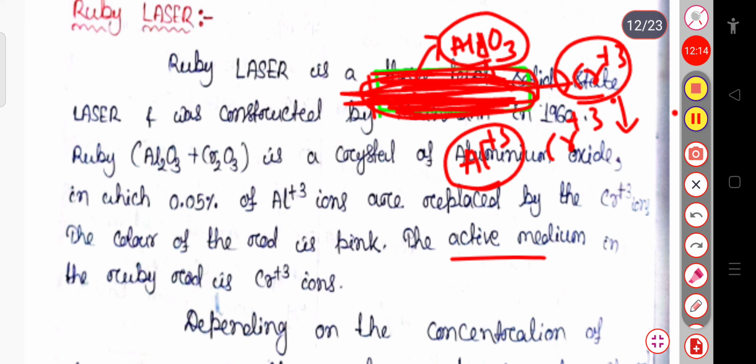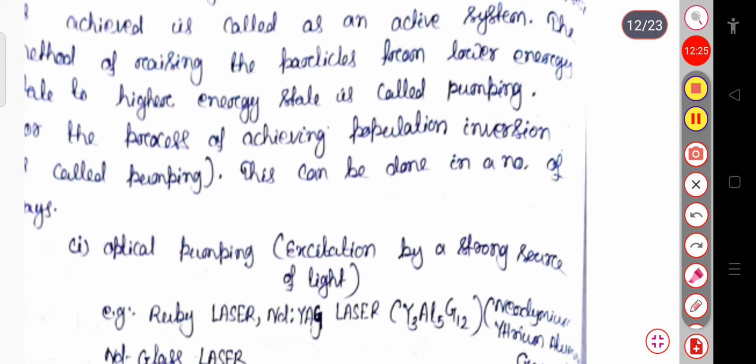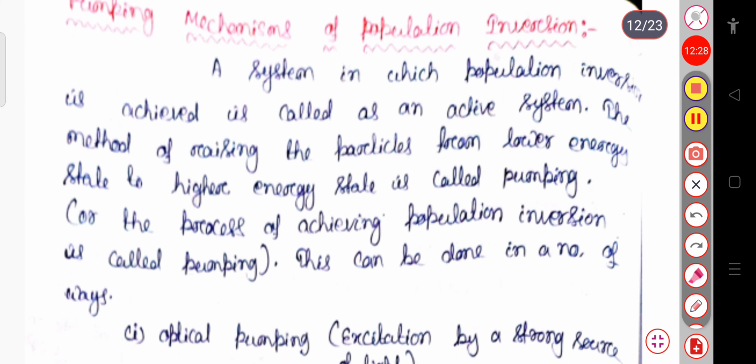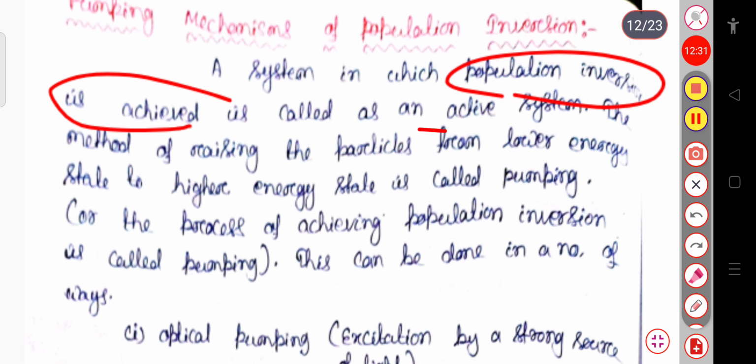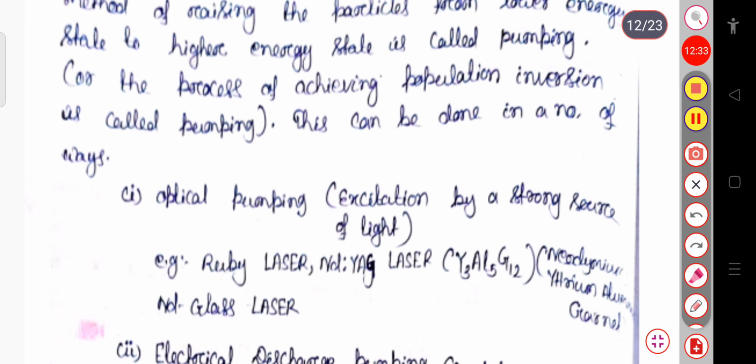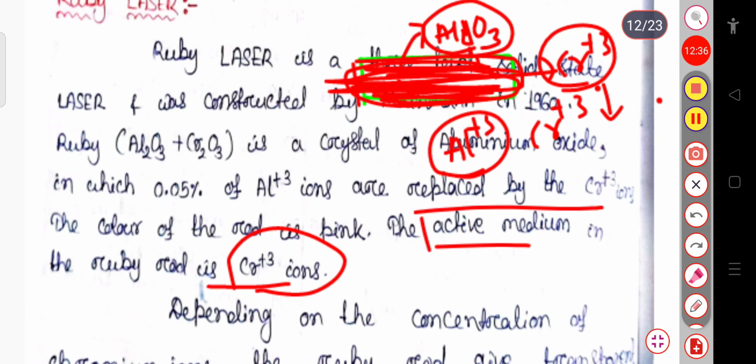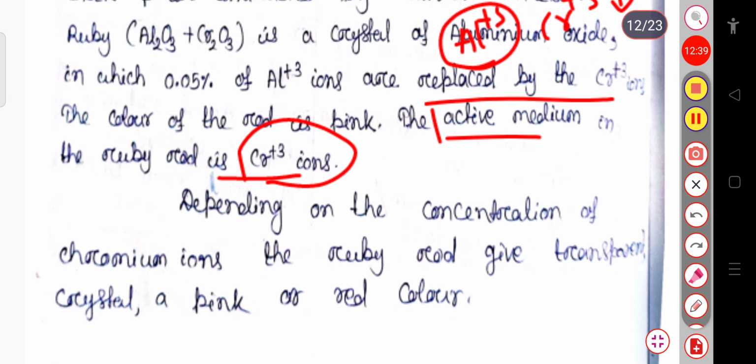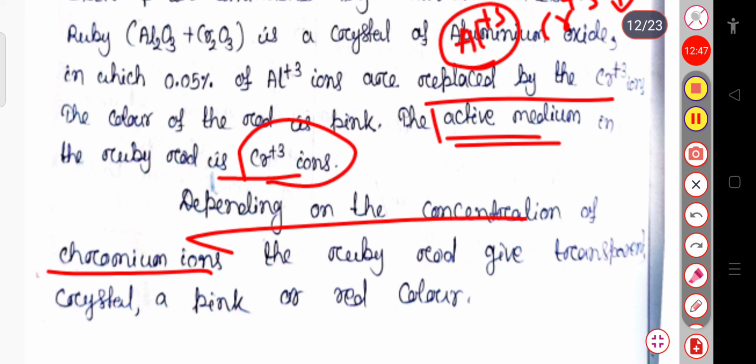Okay, now why is this called the active medium? Here I have written that the active medium in the ruby rod is the chromium ions. Why? Because, as I have told you, a system in which population inversion is achieved is called the active system. Here I will show you that the population inversion is achieved just because of the chromium ions. So this is called the active medium in the case of the ruby rod. Depending on the concentration of the chromium ions, the transparent crystal gives a pink or red color.